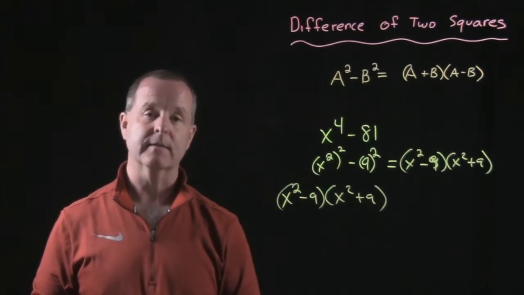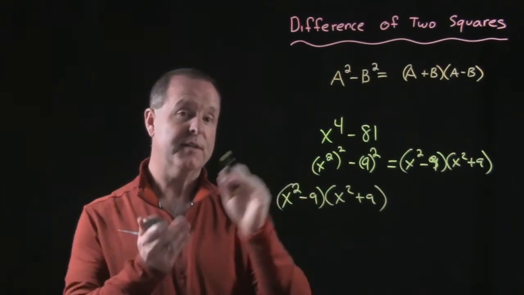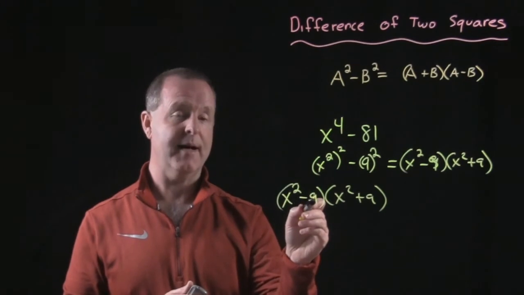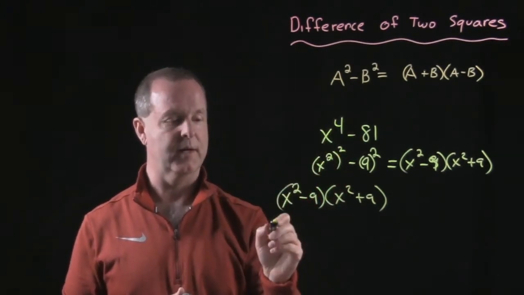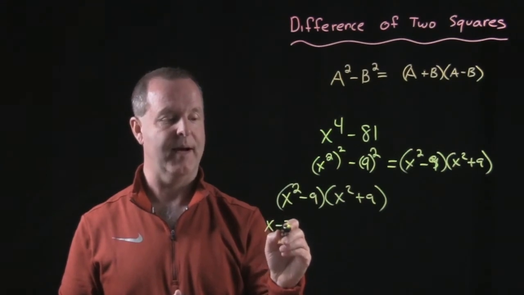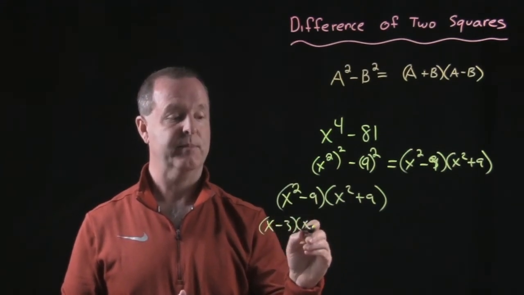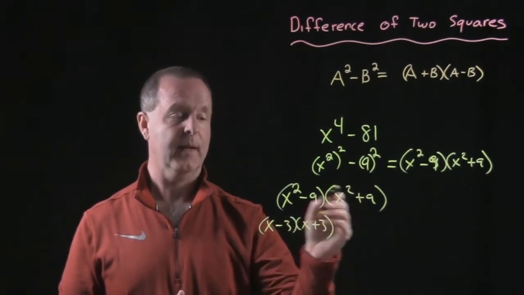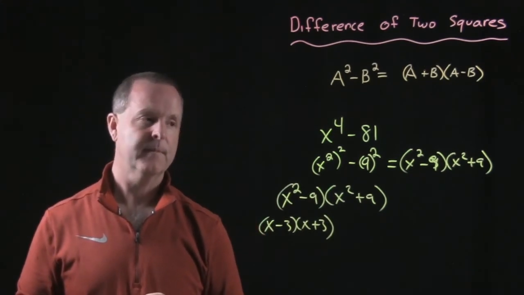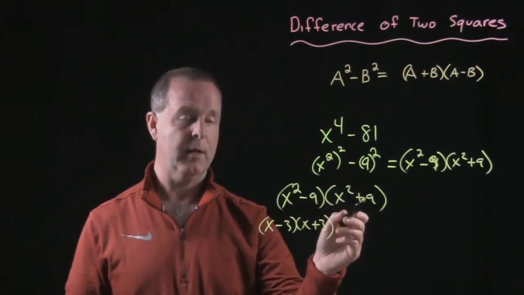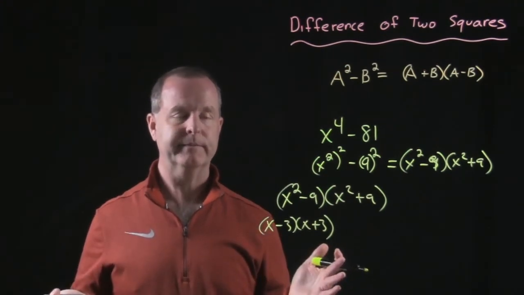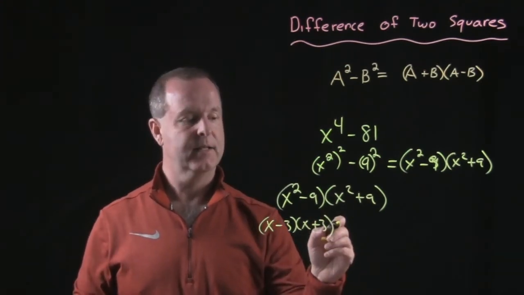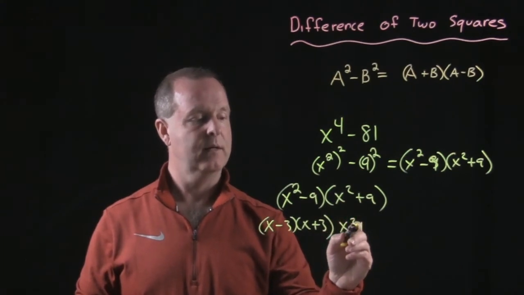What do you notice? I have another difference of two squares. This x squared minus 9 can also be factored using the difference of two squares. So that factors down to x minus 3 and an x plus a 3. And this x squared plus 9, well, it's not a difference of two squares, but a sum of two squares. Can we do anything with that? No, unfortunately we can't. So this just remains x squared plus 9.